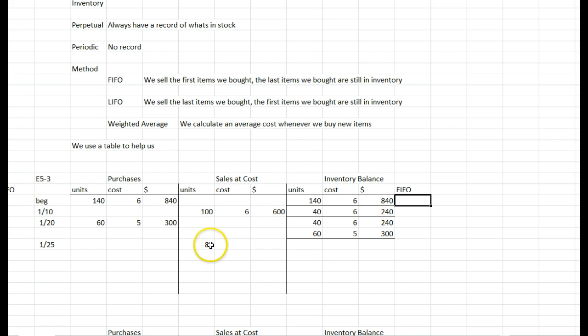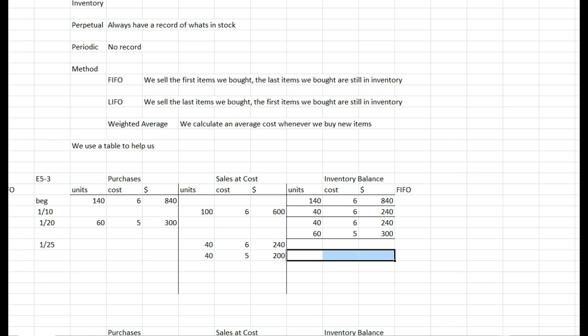Which ones do we sell? Well, FIFO means we sell the first ones we had first. So we're going to say we sold 40, this top group here first. So we sold 40 at $6, which is $240. And then since we sold 80 altogether, we must have sold another 40 from the last batch we got, which cost us $5. So 40 times 5 would be what? 200. Okay?